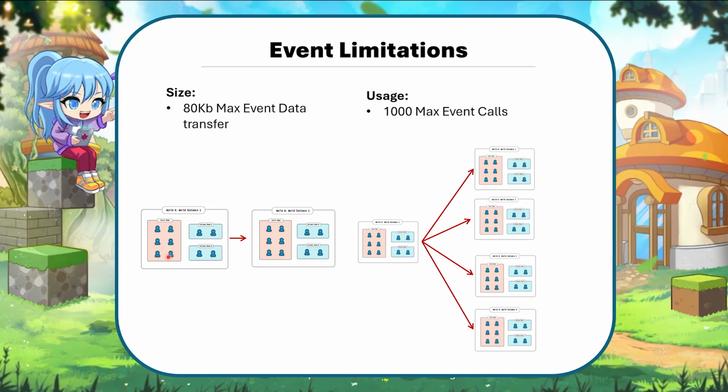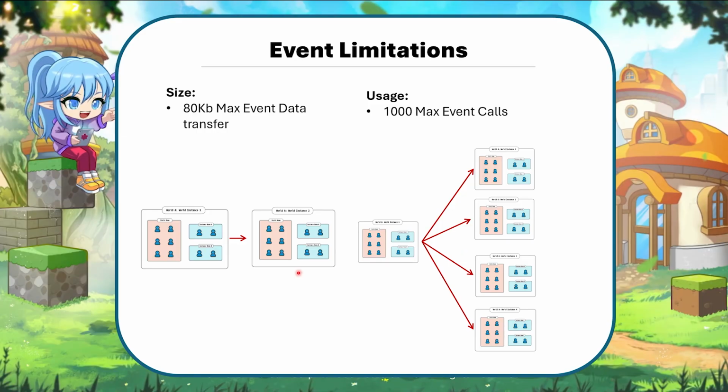So when we send an event from one instance room or world to another, we can have a maximum of 80 kilobytes of data going back and forth. There's also a maximum of 1,000 event calls per minute. So when we send an event to each of these rooms, we can only send a maximum of 1,000 event calls in a single minute.